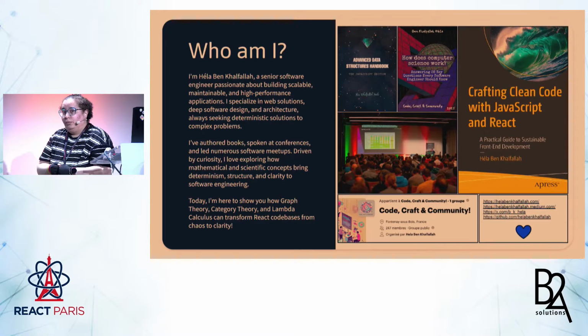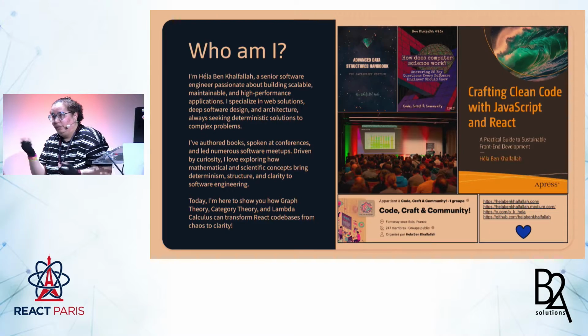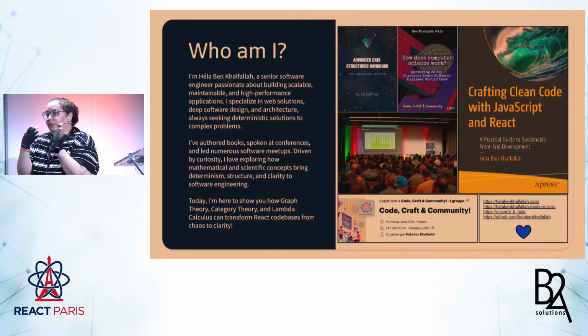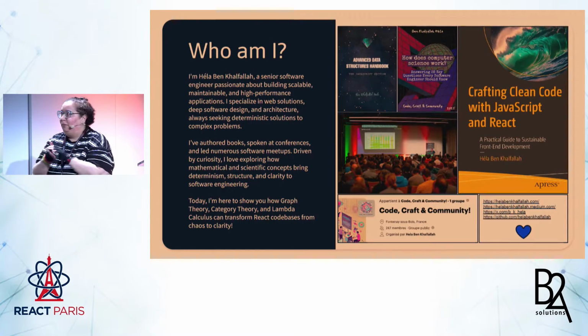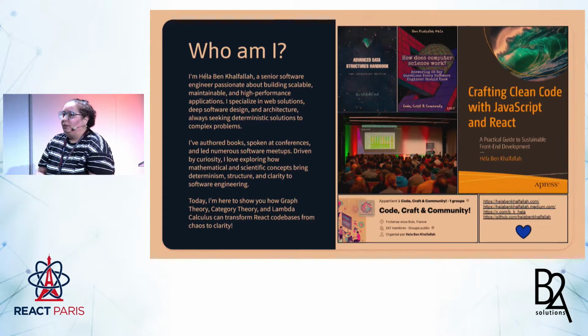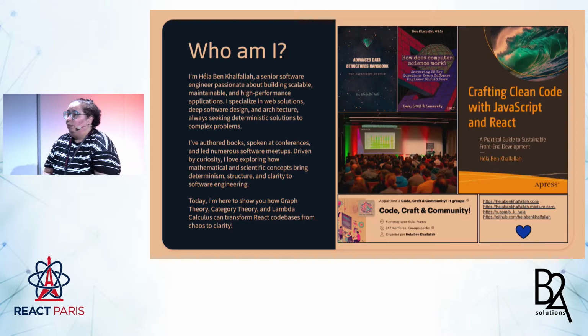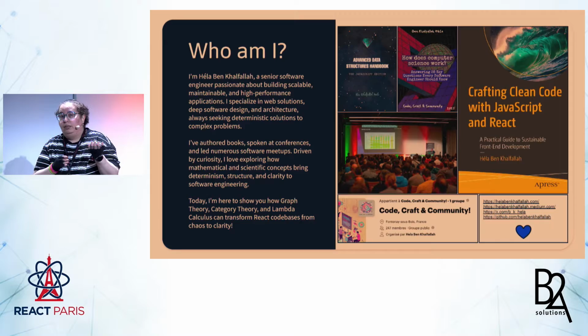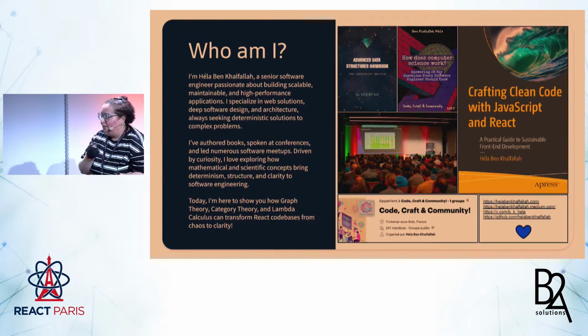I also love to introduce mathematical concepts into our daily way of doing software, since software is a deterministic science discipline. Today's talk is about how to use some mathematical approaches to enhance our architecture, our code, and our review, based on concepts like graph theory, category theory, and Lambda Calculus. We will see together how these concepts will help us.